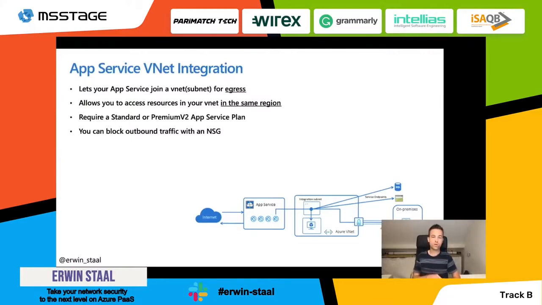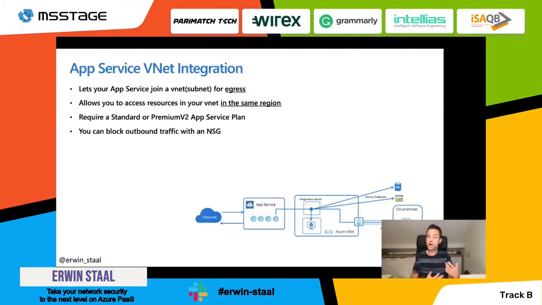I mentioned before that we want to create our virtual networks and the subnets in the same region as where our resources are. That is because you can only use the regional VNet integration if you are in the same region. It does require a standard or premium V2 app service plan to work. So no basic app service plan, that won't work. But that's okay. It's also on the standard one and not just on the premium one. So that's okay.